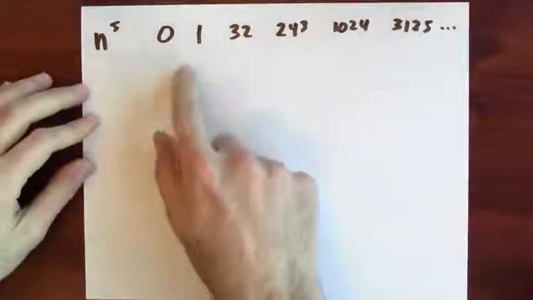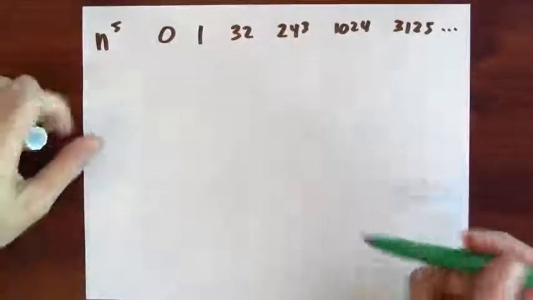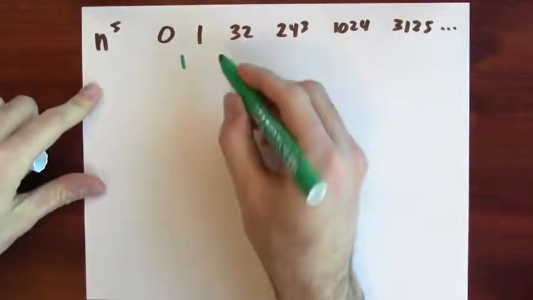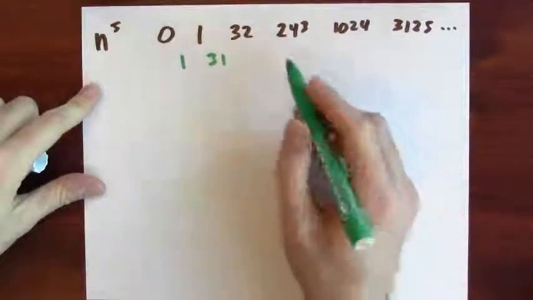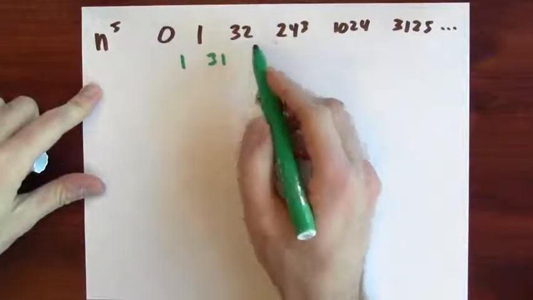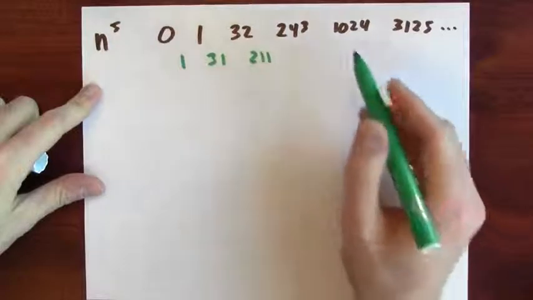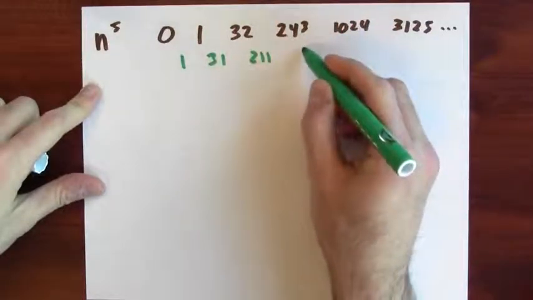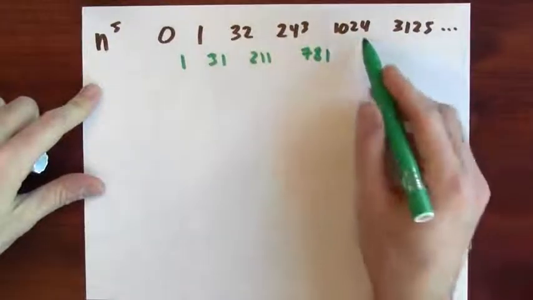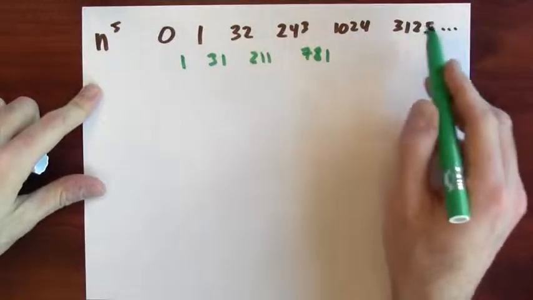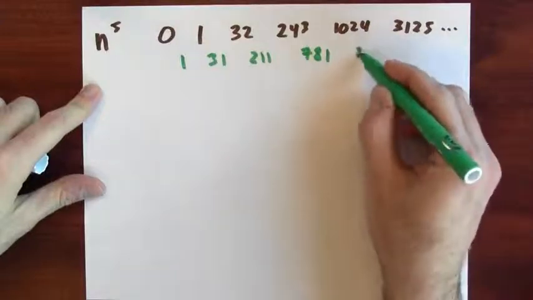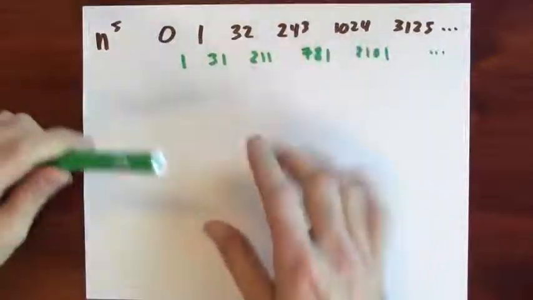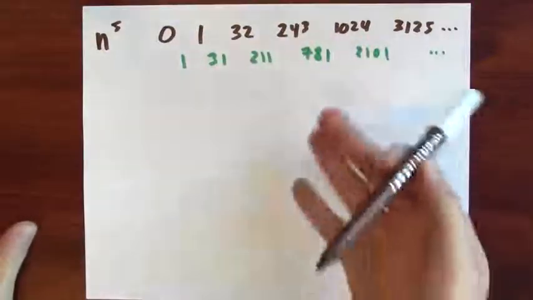Now let's try to find the differences between subsequent numbers in this list. So the difference between 1 and 0 is 1. The difference between 32 and 1 is 31. The difference between 243 and 32 is 211. The difference between 1024 and 243 is 781. And the difference between 3125 and 1024 is 2101, and so forth. Now, it's maybe not so helpful just to see specific numbers. Let's try to write down a formula for this.